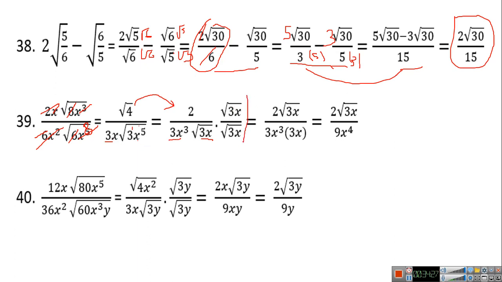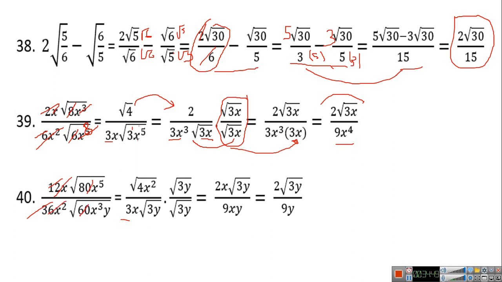Now I multiply by root 3x up, root 3x down. So it will be 2 root 3x. Root 3x times root 3x is the 3x. You're going to get at the end 9x^4 down and this one up. Now 12 and 36 remains 3 down. x and x squared remains x down.